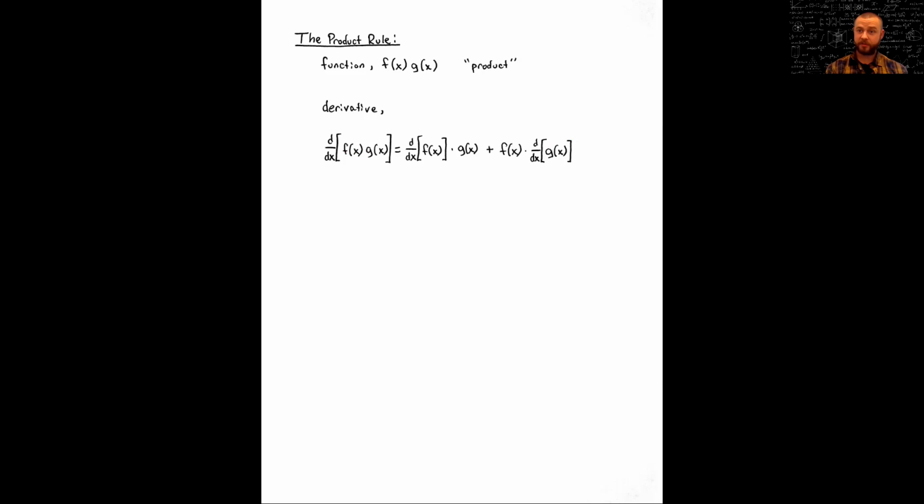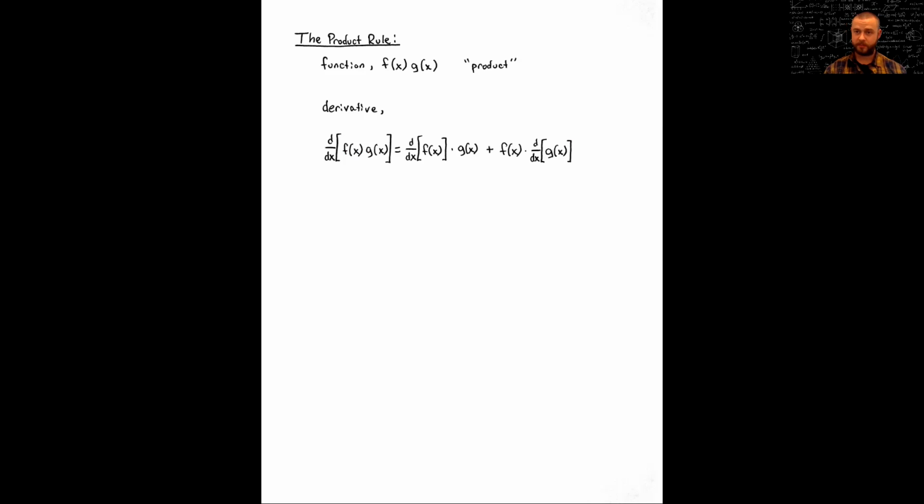We might reword this statement of the product rule. f of x is the first function going left to right, and g of x is the second function. So you might hear us sometimes say informally in class that the product rule could be reworded as: it's the derivative of the first function times the second function, and then we add to that the first function times the derivative of the second function.